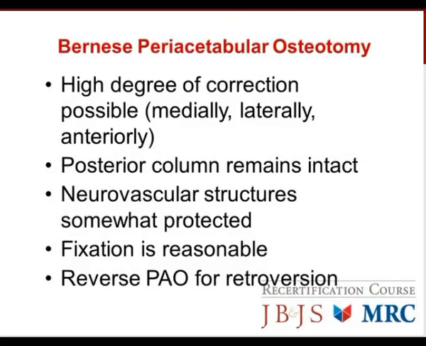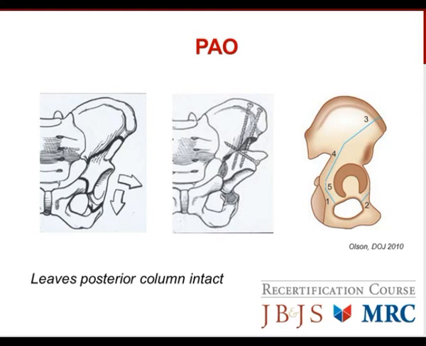When it comes to the periacetabular osteotomy, there are a number of advantages to this osteotomy, which is why it has become very popular. It allows for a high degree of correction while maintaining the integrity of the posterior column. You can see that depicted here. The osteotomy, again, does not involve the posterior column and allows a significant amount of correction of the acetabular version and inclination.